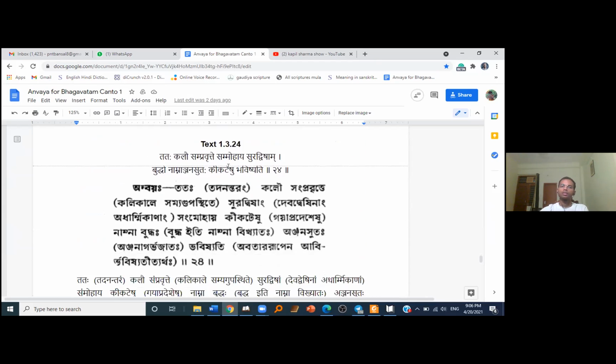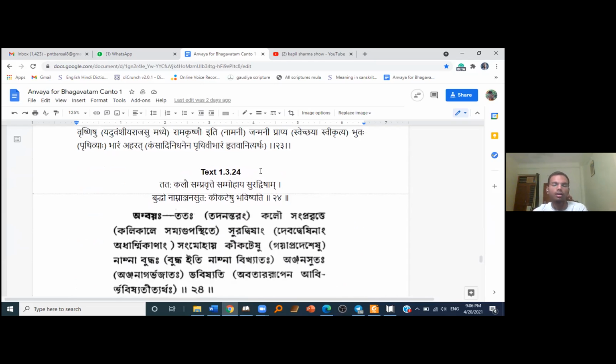Yes, Srimad Bhagavatam, Canto 1, Chapter 3, Text 24. Tataha kalau sampravritte sati saptami. What is sampravritta? By any chance, when it started?